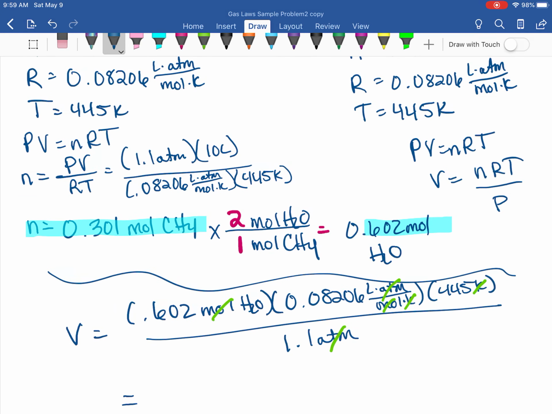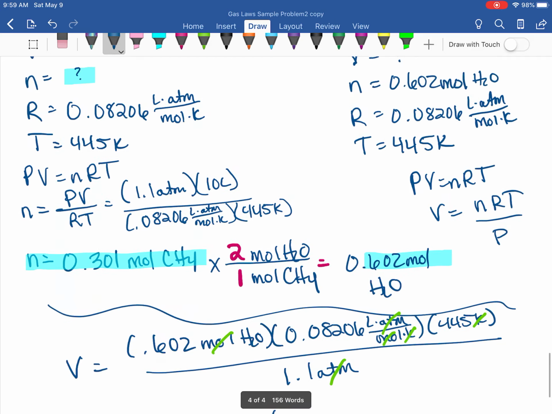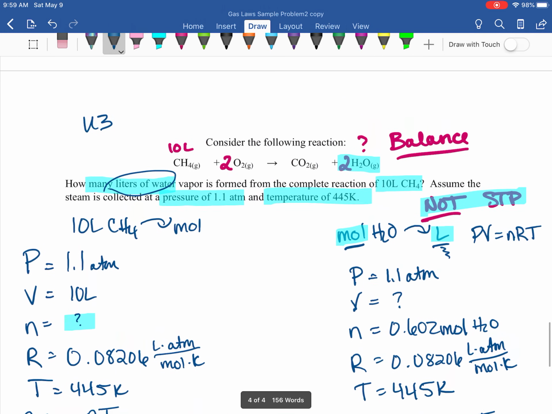0.602 times 0.08 times 445 divided by 1.1. I get, again, look at that, 19.98 liters of water. Not a big difference between the two problems.